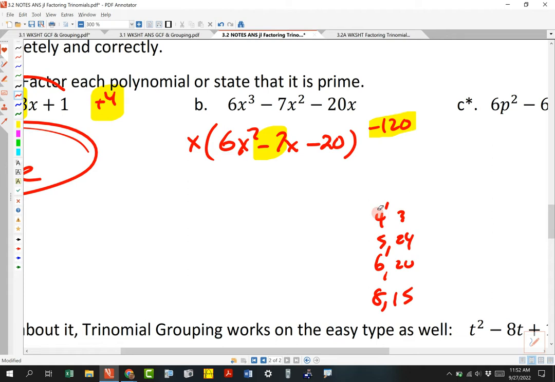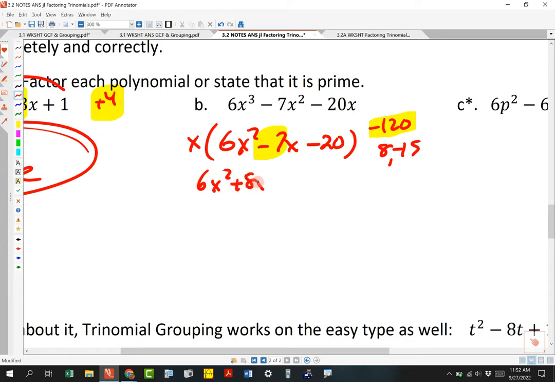We are going to use an 8 and a 15. But what signs do they have? Negative 15. Very good. The bigger one's got to be negative because they have to combine to be a negative. So this is going to be a 6x squared. I'm going to write plus 8x minus 15x minus 20. And then we're going to keep going with this.